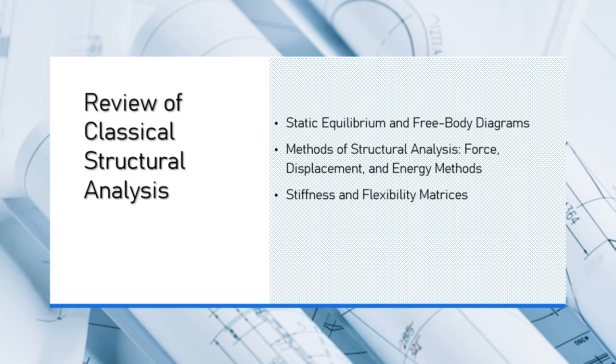Example of a free body diagram. Consider a simple beam supported at both ends, one end pinned and the other on a roller. The beam has a uniform load applied along its length and a point load in the middle.